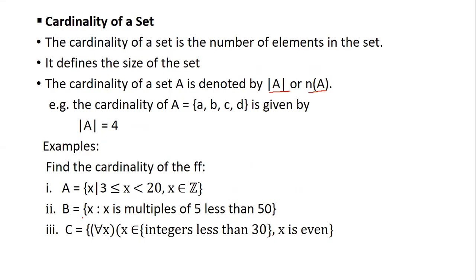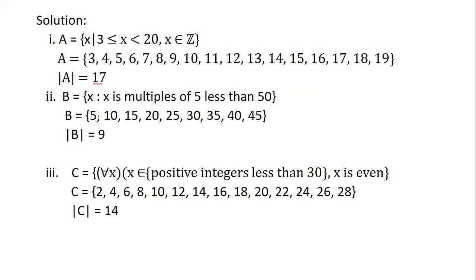Now let's move on to II, B. B is the set of x such that x is a multiple of 5 less than 50. In the same manner, you have to list out all the members here. The multiples of 5 which are less than 50. You can get all of them. That gives us 5 up to 45: 5, 10, 15. When you count them, you get 9. Therefore, the cardinality of B is 9.